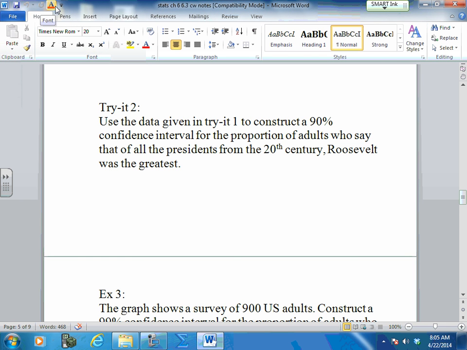Okay, so we're using the data from example, try it yourself 1. This is the people that liked Roosevelt, right? So what was your X? 1177. And what was your N? 3859. Thank you. So your p-hat, therefore, is x over n, part over whole.